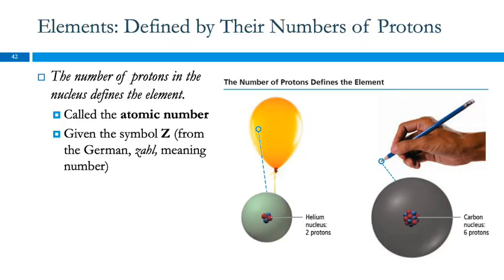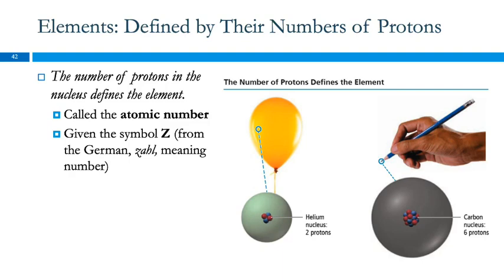So the number of protons in the nucleus is what defines an element. In a helium nucleus, such as pictured here, there are 2 protons. Every helium nucleus has 2 protons. 2 protons in the nucleus is what defines that atom as a helium atom. Carbon always has 6 protons.